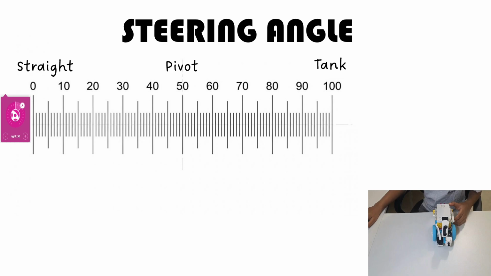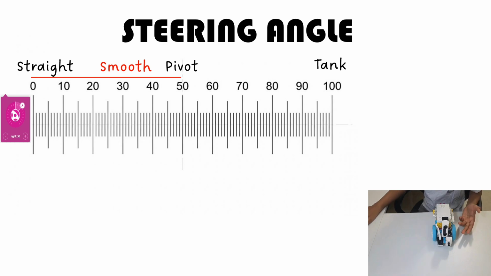Now, when you set the angle between 0 and 50, the inner wheel rotates in the same direction as the outer wheel, but slower, which causes the robot to turn and the center of rotation to be outside of the robot, simulating a smooth turn. The higher the number between 0 and 50, the sharper the turn gets.